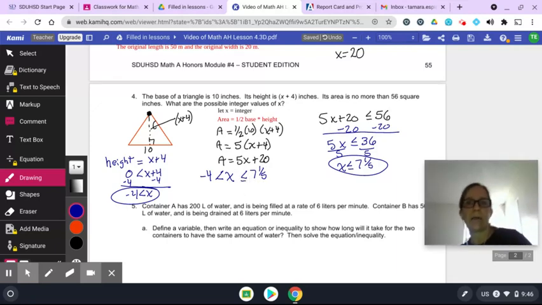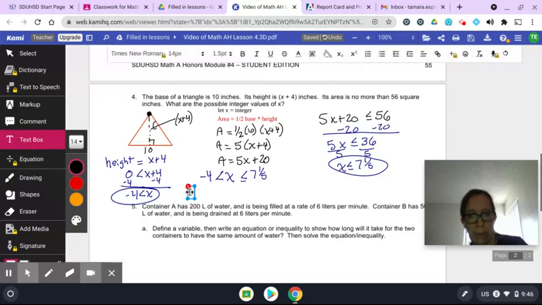Okay, it says, what are possible integer values of x? Well, all the integer values that lie between there. So here we go. The possible integer values of x are, my bottom one is -3, and I'm going to go all the way up until 7.